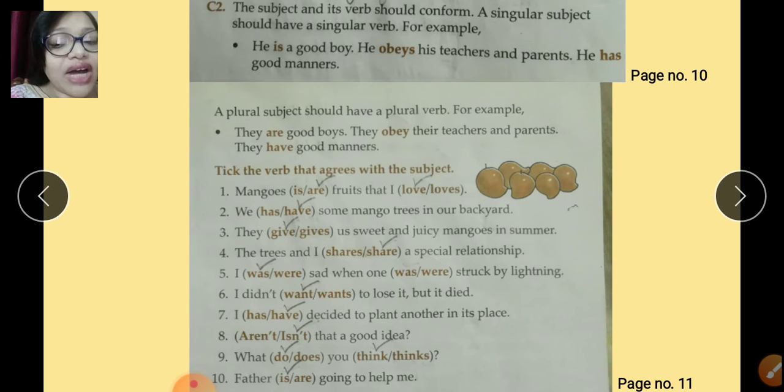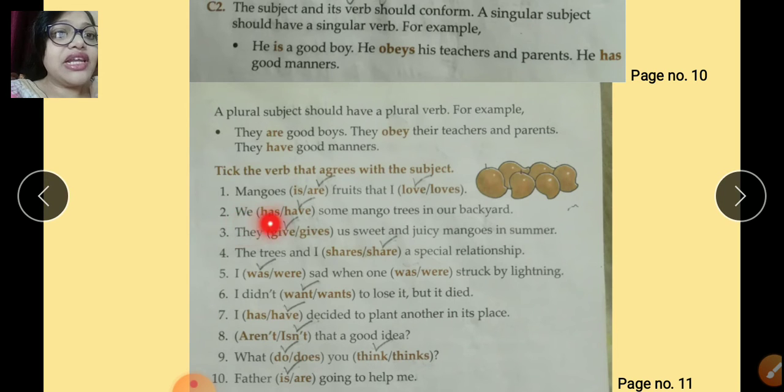subject. So here we have learned subject verb agreement. We should always remember the subject and its verb should conform. A singular subject should always have a singular verb and a plural subject should have a plural verb. So mangoes, see it's plural. So we are going to use are over here. Mangoes are fruits that I loves is wrong. It will be love because the subject is singular.